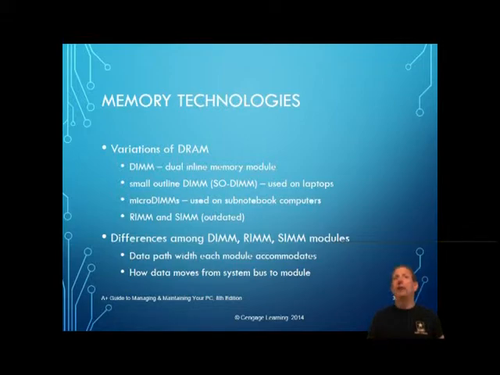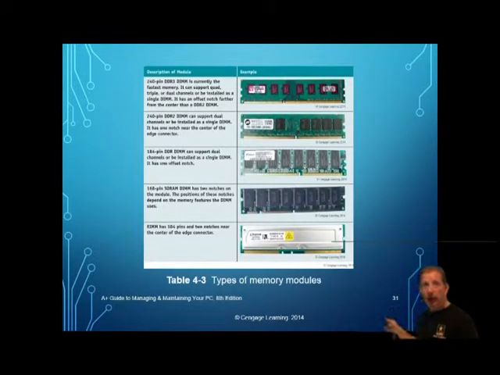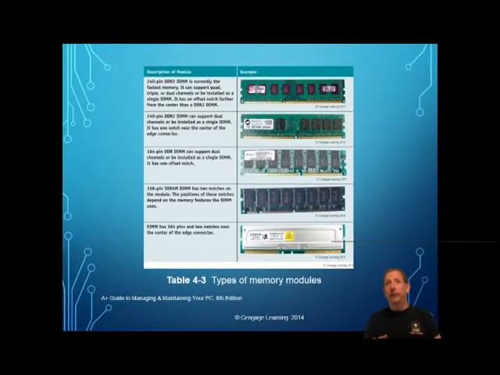Now, DIMMs have several evolutions. There's four versions of DIMMs, one RIMM and two types of SIMMs, which are shown in the table here behind me. Now, notice how the notches of the modules are. Now, the notches prevent the wrong type of module from being inserted into a memory slot in the motherboard.